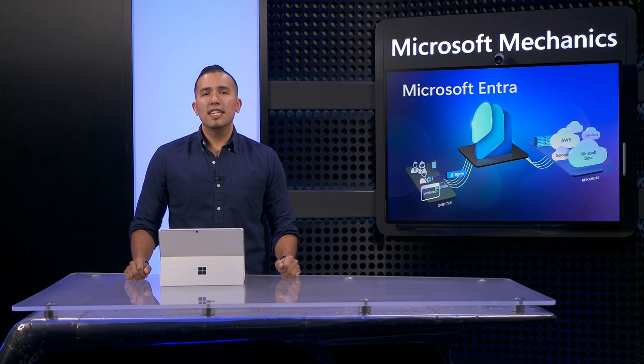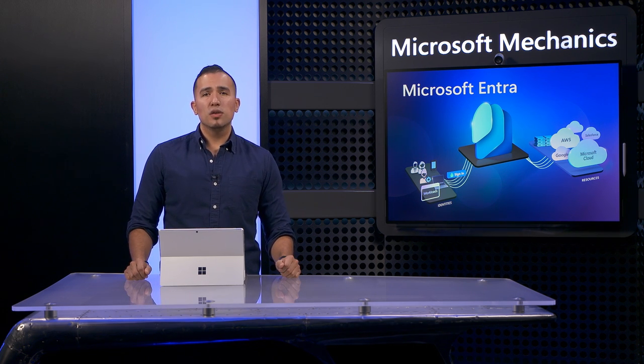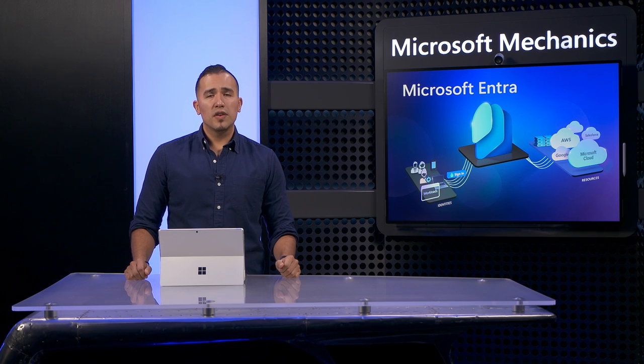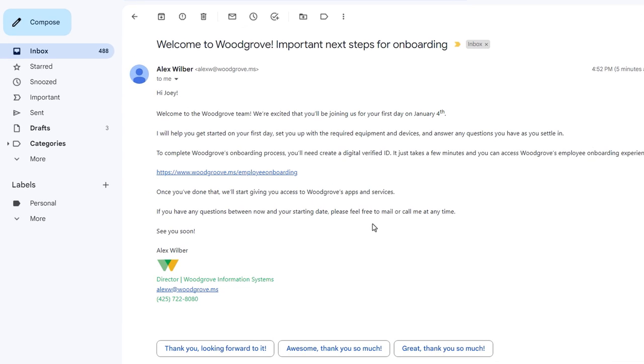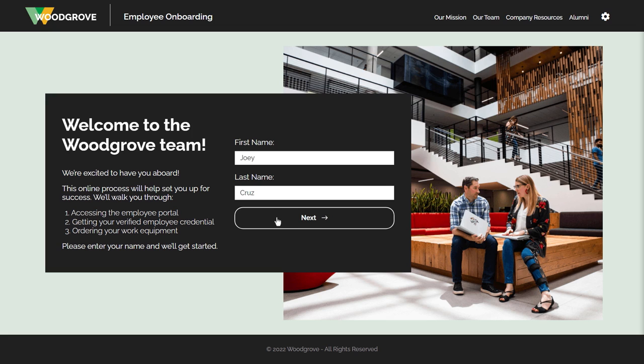Microsoft Entra Verified ID is a unique decentralized identity solution that allows you to automate verification of credentials from third-party issuers. Let me show you what's possible as a new employee. Using just a hyperlink from a hiring manager's email, you can access an onboarding page for new employees.